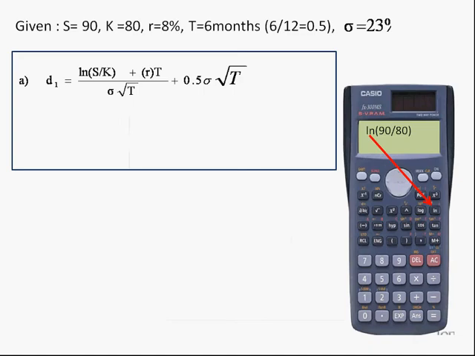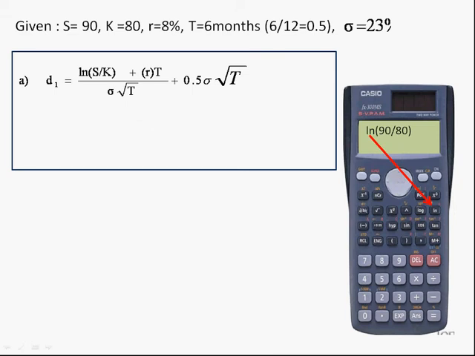So let's get started. Given S is 90, K is 80, R is 8%, T is 6 months. If I convert that into time, 6 is the number of months that we need to divide by 12. That is, 1 by 12 will give me one month, into 6 will give me 6 months. 6 by 12 gives you 0.5. So T will now be used as 0.5. Standard deviation is around 23%.